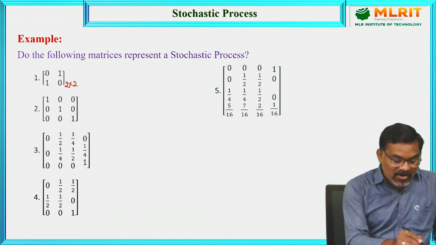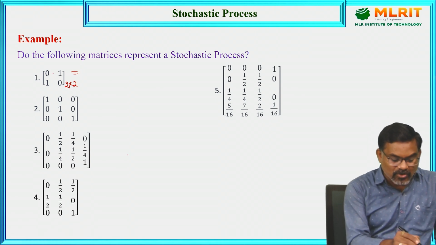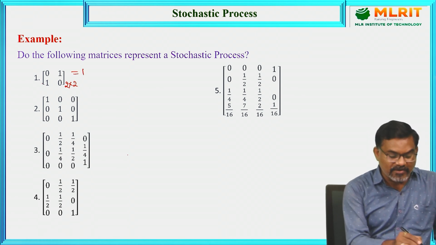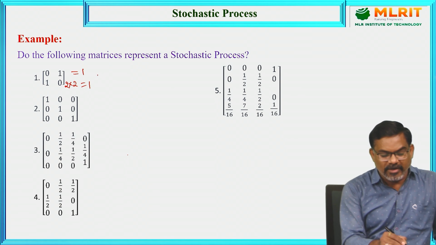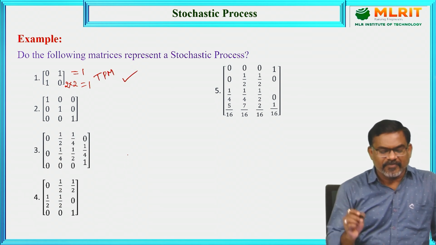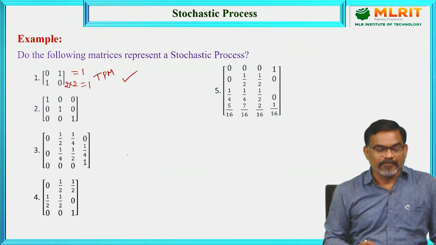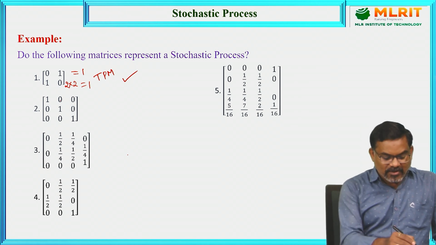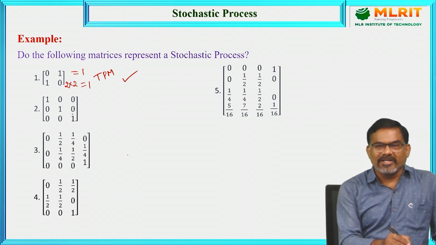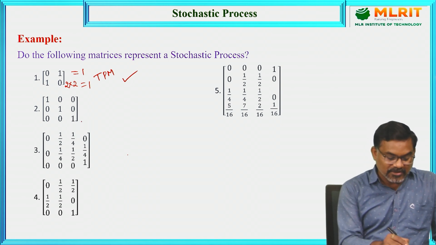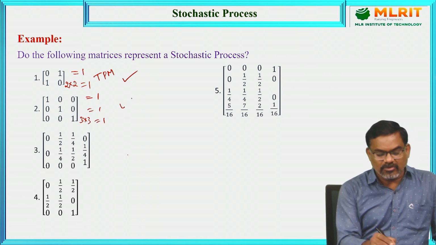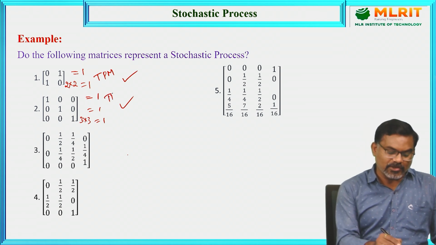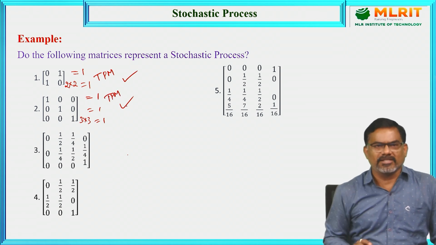And third, along the first row, the elements are 0 and 1, total is 1. Along the second row, 1. So, it is a transition probability matrix. Hence, it represents a stochastic process. Coming to the second, again the same, there are no negative elements, all are non-negative, and it is a square matrix, and along each row the total is 1. So, it is a transition probability matrix which represents a stochastic process.